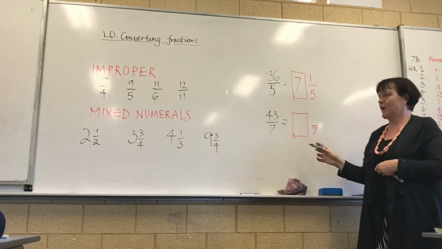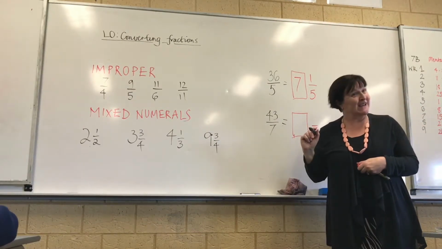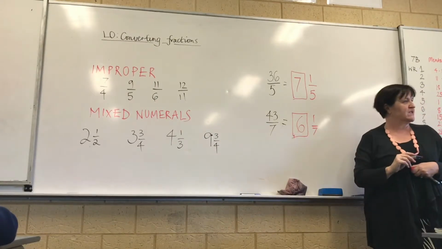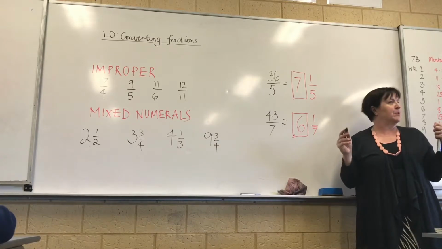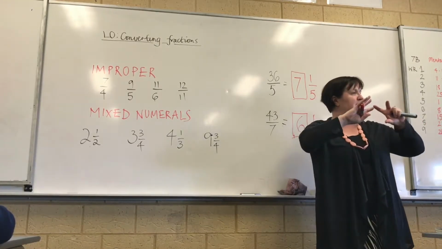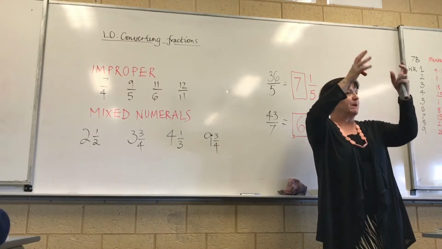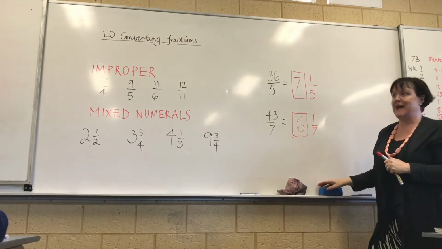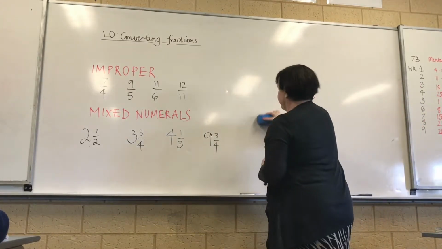Okay. This one. How many 7s in 43? 6. With how many left over? 1. 6 and 1/7. Is it making sense to people? Good. Okay. So that's how you do that when you have to see how many divide into the top number and how many are left over, and make sure that you keep the denominator the same.